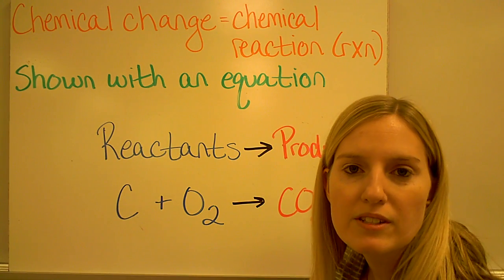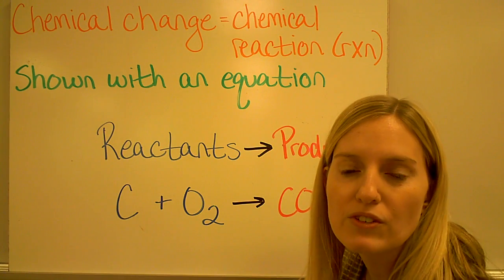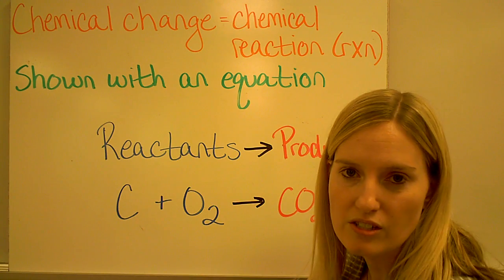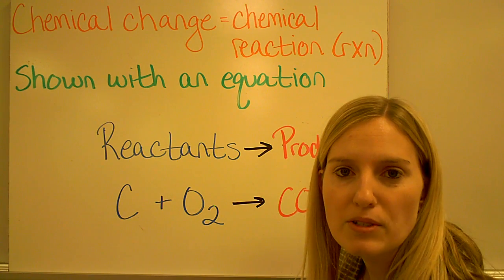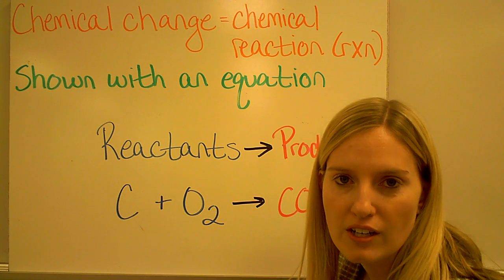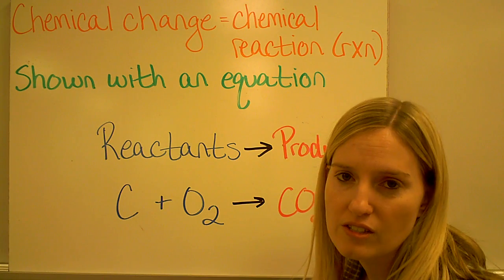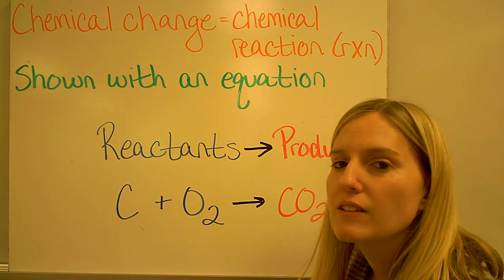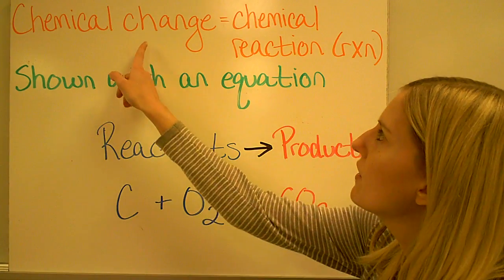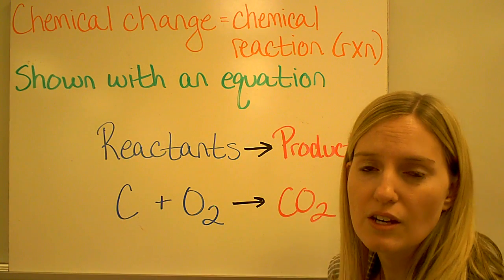During Chapter 2, we specifically talked about the differences between physical changes and chemical changes. The main difference is that in a chemical change, the composition of our substance changes. In this chapter, instead of calling them chemical changes, we're going to call them chemical reactions, and we can abbreviate that with RxN.